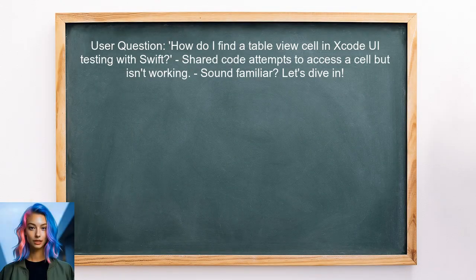Here's the specific situation we're looking at. A user recently asked, "How do I find a table view cell in Xcode UI testing with Swift?" They shared their code, which attempts to access a cell but isn't working as expected. Sound familiar? Let's dive into this together.